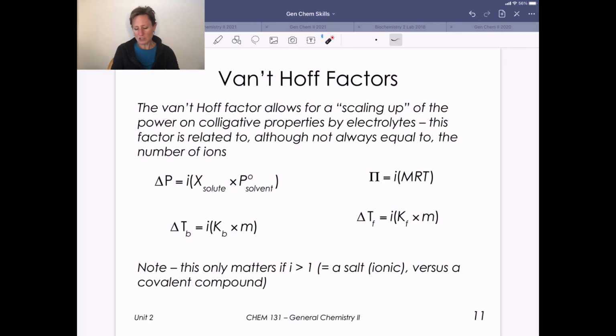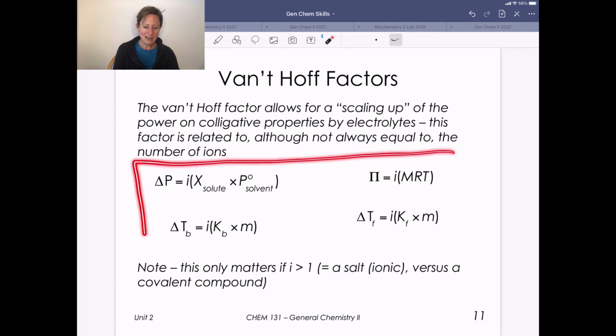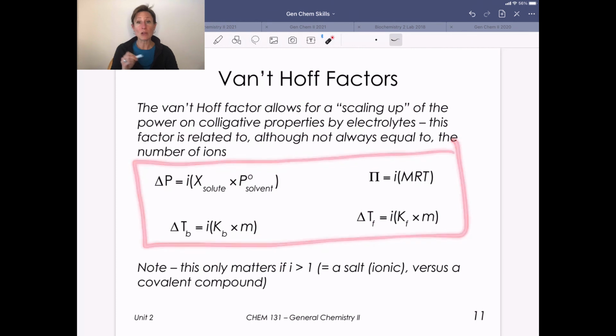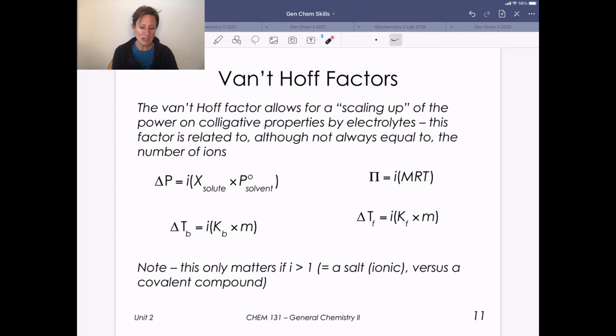because that's going to affect our colligative property calculations. So just to highlight, these are the equations that will actually show up on your equation sheet with these i values. Again, if you've got a covalent compound, it's not going to matter. But if you have an ionic compound, you need to count the number of ions that you have and use that for your i value. All right, that's it on colligative properties.